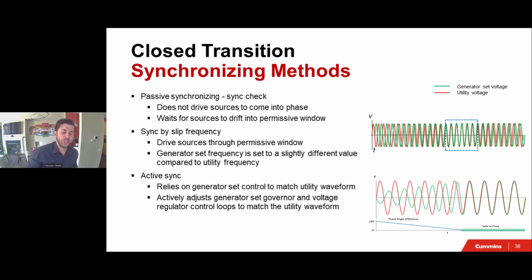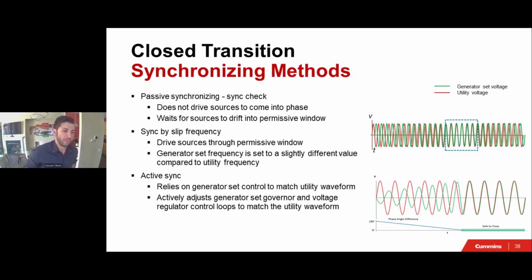Sync by slip, you intentionally set the generator. You can't set the utility to run at 60.1 hertz. You can't do that. But you can set the generator, for example, to run a little faster at 60.1, which is not going to damage the loads. And then every 10 cycles or so, the generator and the utility will fall into sync, and then we can do that close transition. Or we can go into active synchronization.